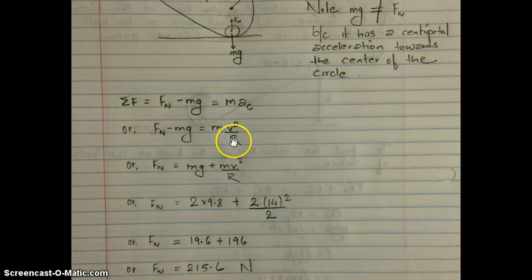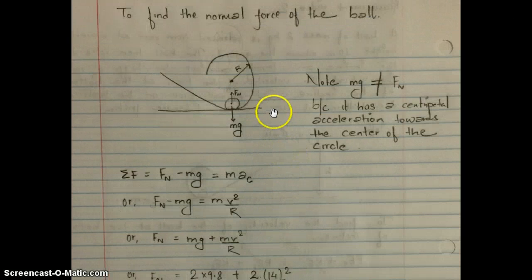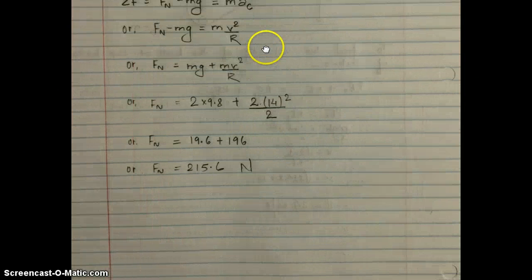So we plug it in, we rearrange everything, we plug in the values from the question. Mg, 2 times 9.8, plus mass, which was 2 kilograms, times velocity, which was 14 at the bottom of the inclined plane. We calculated that in the previous part of the question. We plug it all in, and then it turns out the normal force is 215.6 Newtons.